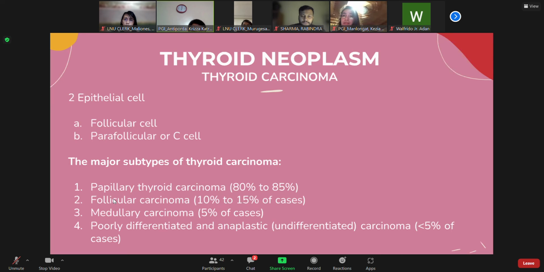The first one is papillary thyroid carcinoma, which consists of 80 to 85%. The second one is follicular carcinoma, which consists of 10 to 15%. The third one is medullary carcinoma, which consists of 5%, and poorly differentiated and anaplastic carcinoma, which consists of less than 5%. The important thing in this slide is that all of the thyroid carcinomas arise from follicular cells except the medullary carcinoma, which arises from the parafollicular cell or C cell. Next slide, please.